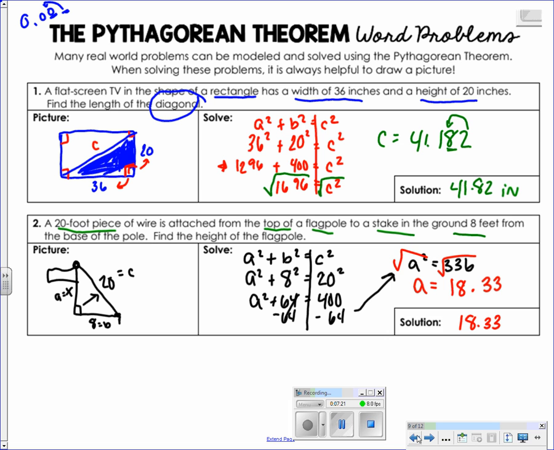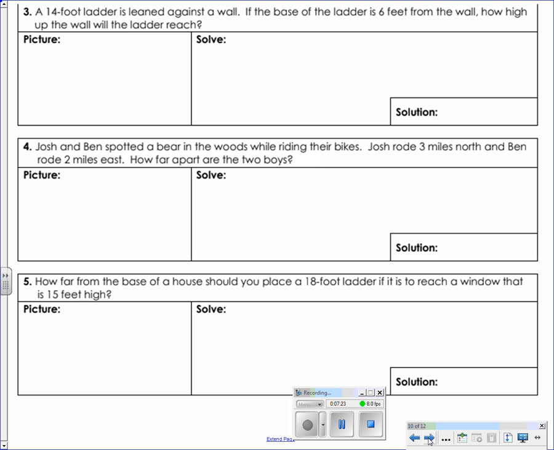Okay, so this next problem, number 3, I want you to try to draw it first. So in just a second, what I want you to do is press pause and then draw the picture, and then press play and see if your picture matches mine.